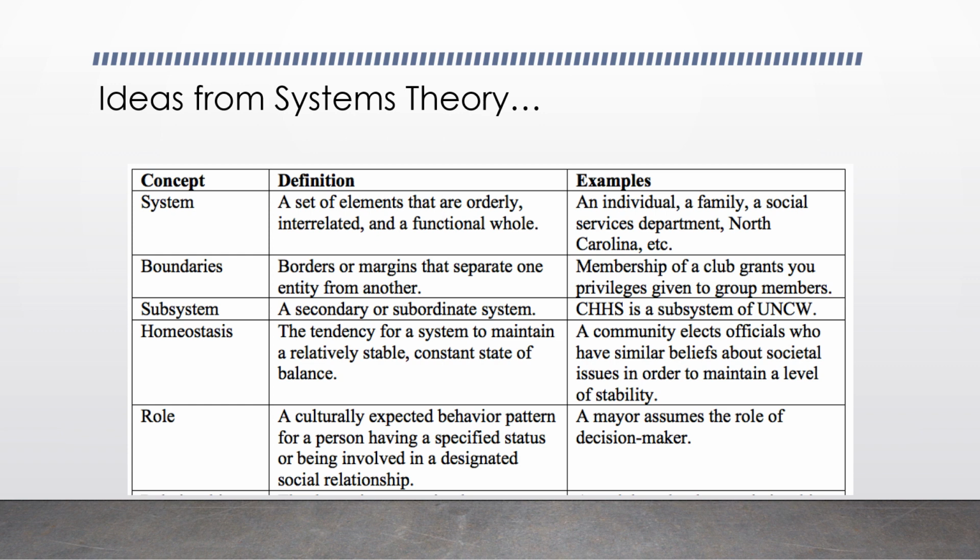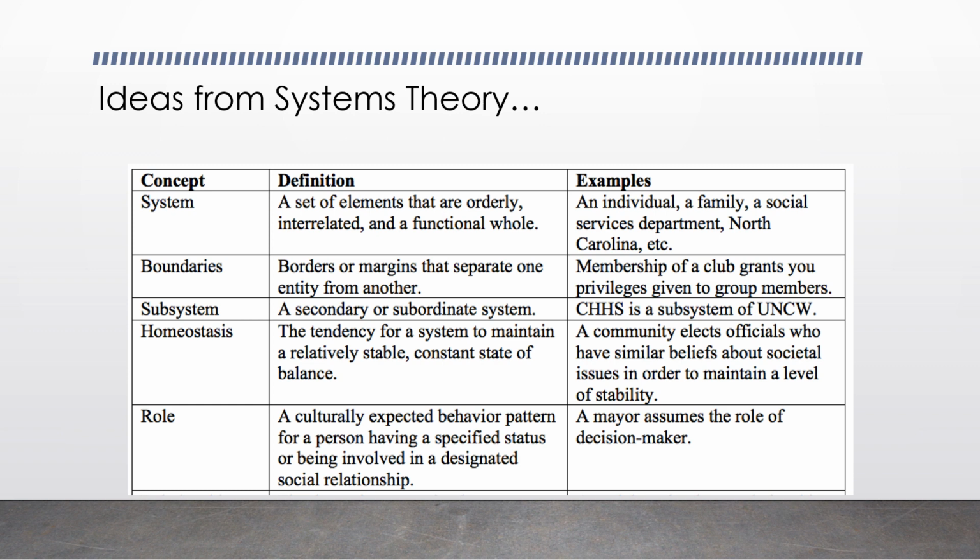Okay, so let's go over some of the specifics. A system is a set of elements that are orderly, interrelated, and functional as a whole. Examples of this could be an individual. I'm a system. I'm made up of a skeletal system, a muscular system, a digestive system. Or it could be a family. A family is made up of smaller subsystems, just like I was in the last example. So a family is the system. The subsystem is the mom, the dad, the two children, etc.